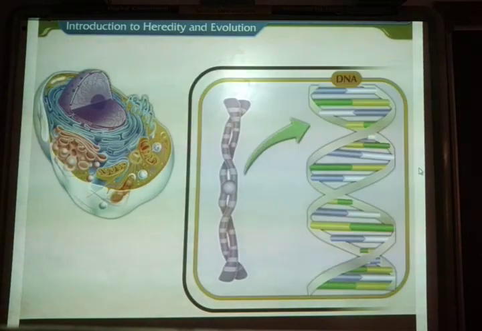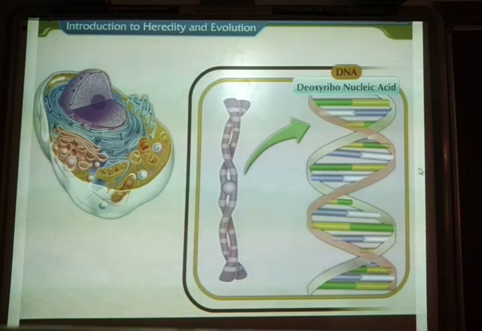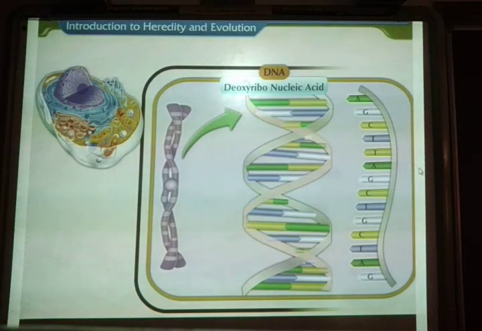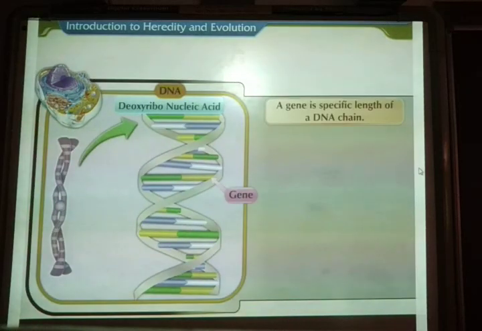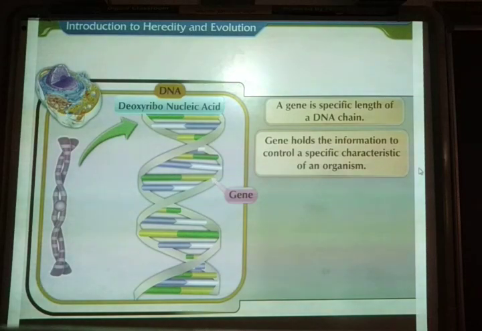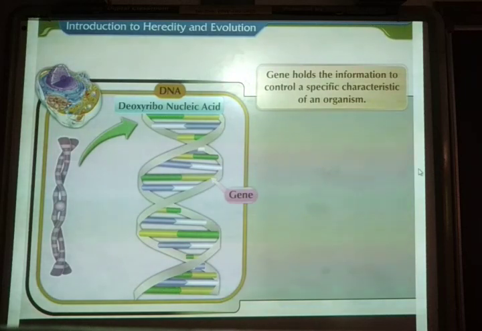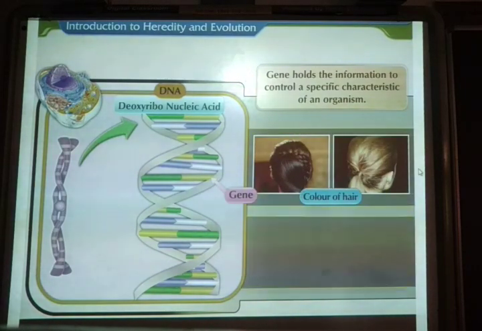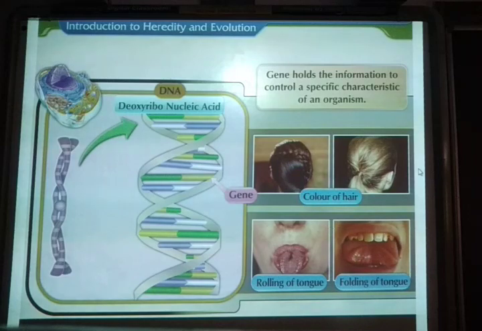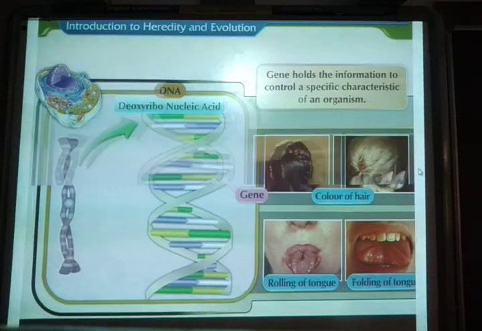Chromosomes are formed of DNA, that is, deoxyribonucleic acid. The genetic information is stored in long stretches of DNA in the form of units called genes. A gene is thus a specific length of a DNA chain which holds the information to control a specific characteristic of an organism. For example, features such as color of hair, rolling or folding of tongue in human beings, etc.